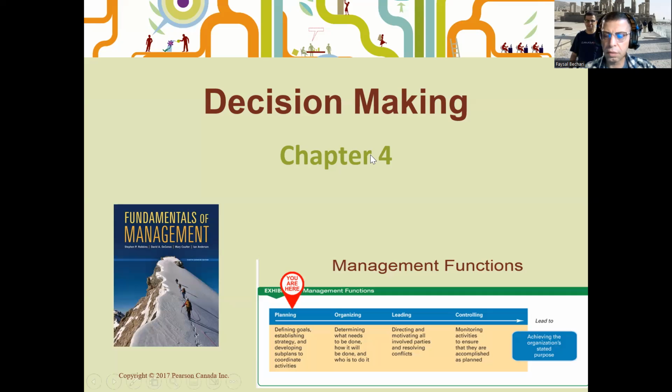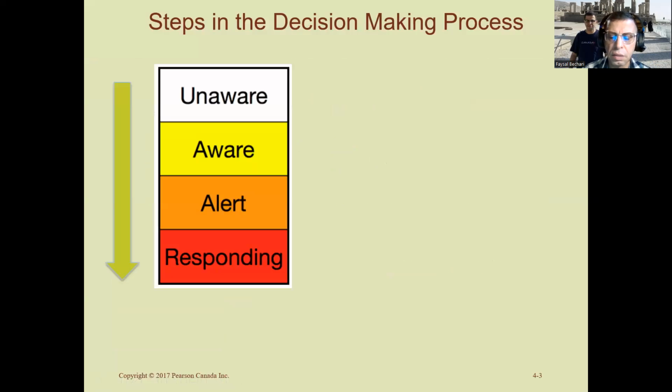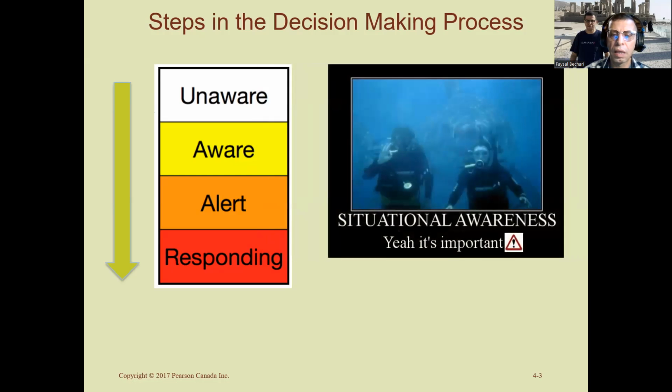In decision making, the steps of any decision are these: you start with something called unaware, then you become aware, and then you become alert, and then you respond. So these are the 4 steps in decision making in general. And you should have situational awareness. Like if you see in the picture, there's a shark behind the people. They're not aware there is a shark behind them. Yeah, it's important to be aware.